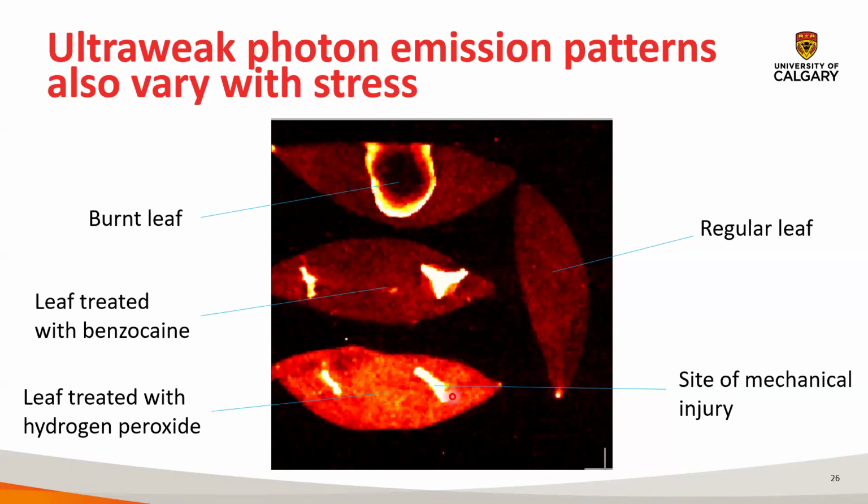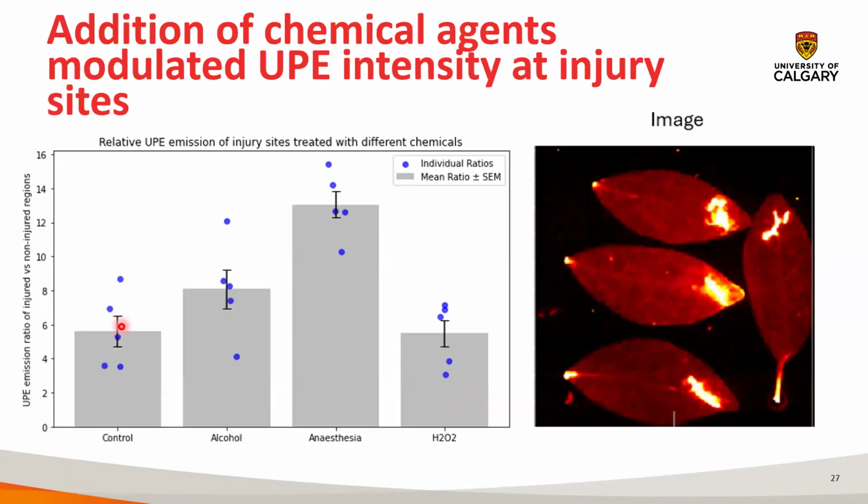So I wanted to try and see if that was a chemical specific response or just general stress. But it turns out that each chemical has a different signature in terms of the emission profile. The y-axis is the ratio of the non-injured section versus the injured section. You can see that especially with the anesthetic, the benzocaine, this UPE just shoots up to about 12, a factor of 12 greater than the rest of the leaf.